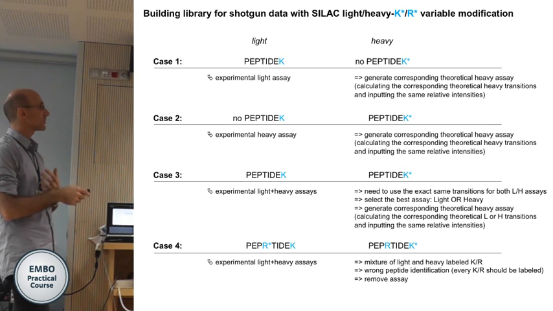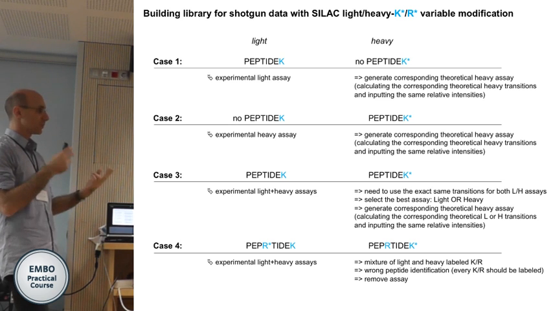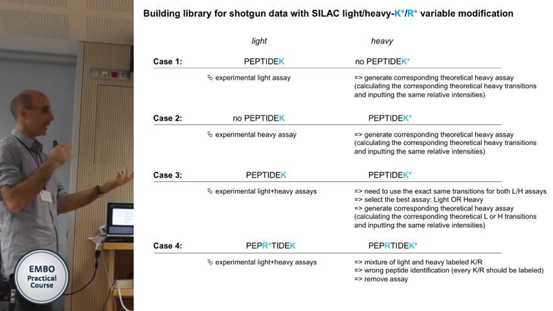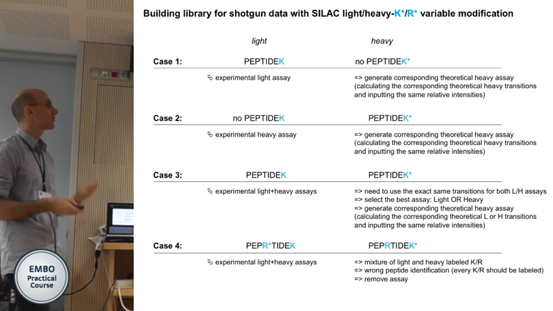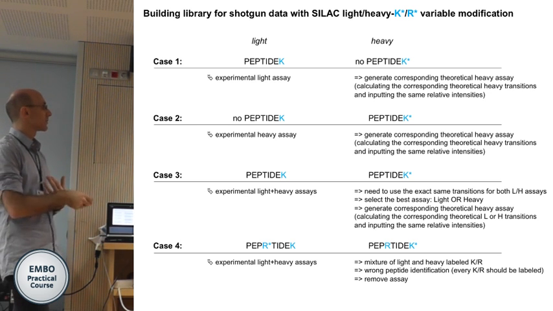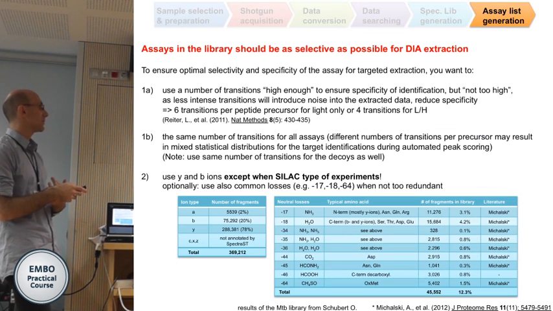And for SILAC, we also have designed a very specific pipeline where you actually want to acquire assays because you want to have the exact same transitions for heavy and light. You do not want to have a mixture of both. So you have to control very well how you build your library at this level. We can discuss this offline if you're interested.